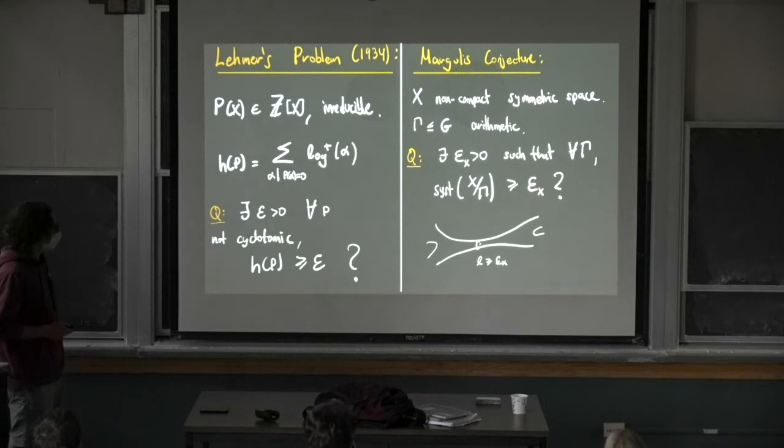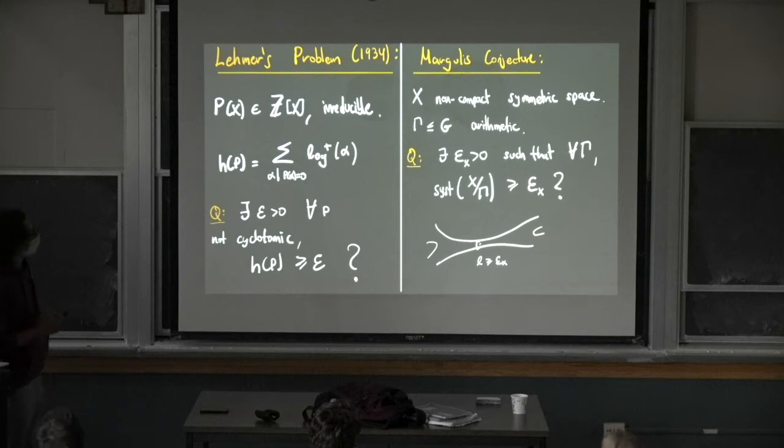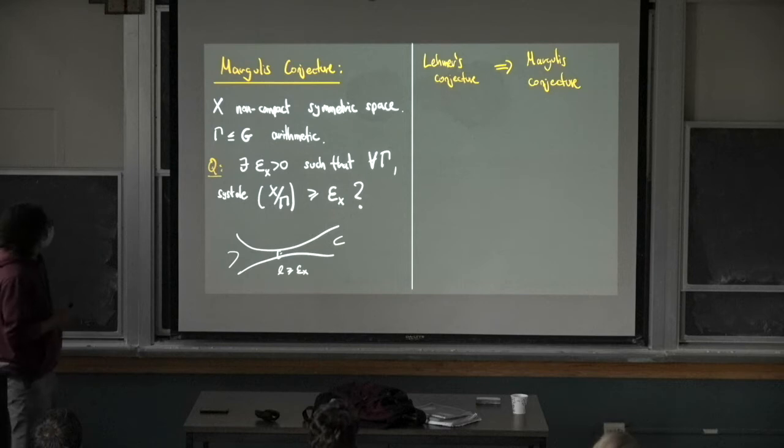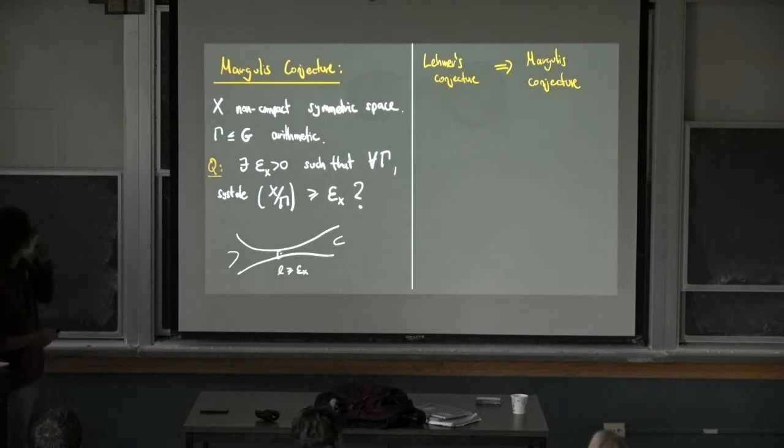These two problems are related, and the relation is that Lehmer's conjecture implies Margulis' conjecture.